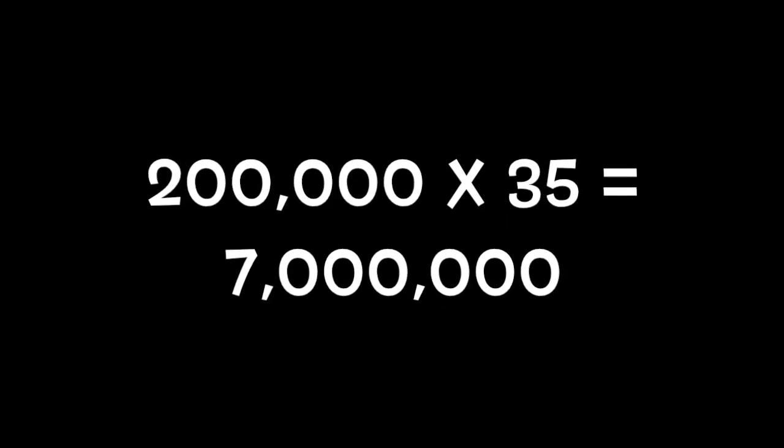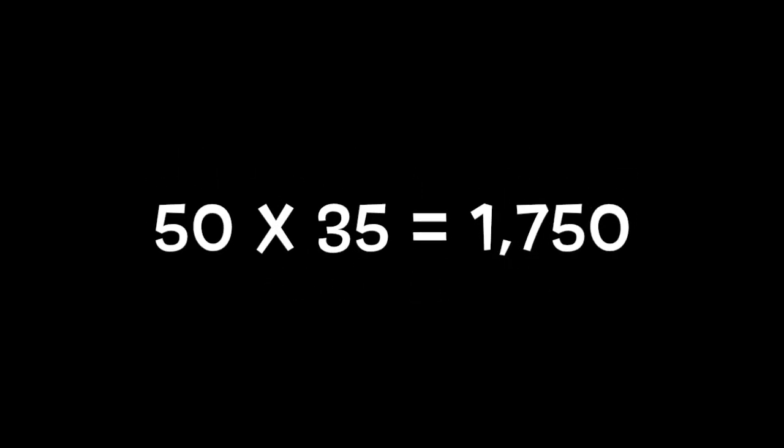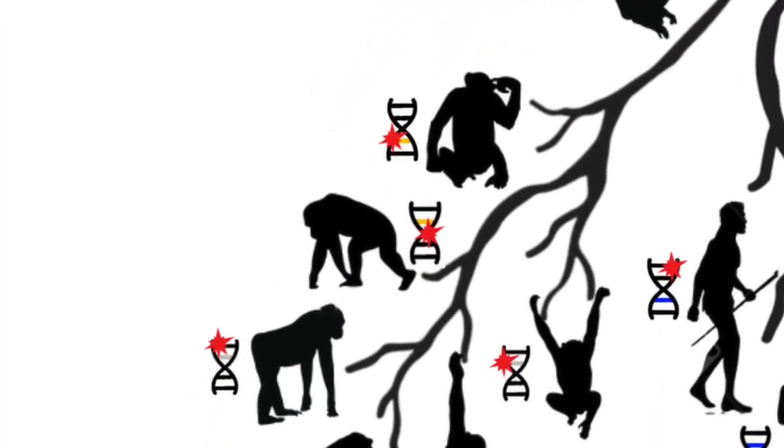Well, the math is easy. Let's help evolution and say with only 50 mutations on average every 200,000 years, then over 7 million years we have 1,750 mutations that would have built up just in the chimpanzee line to separate the ancestry commonality between humans and them. But here's the thing.